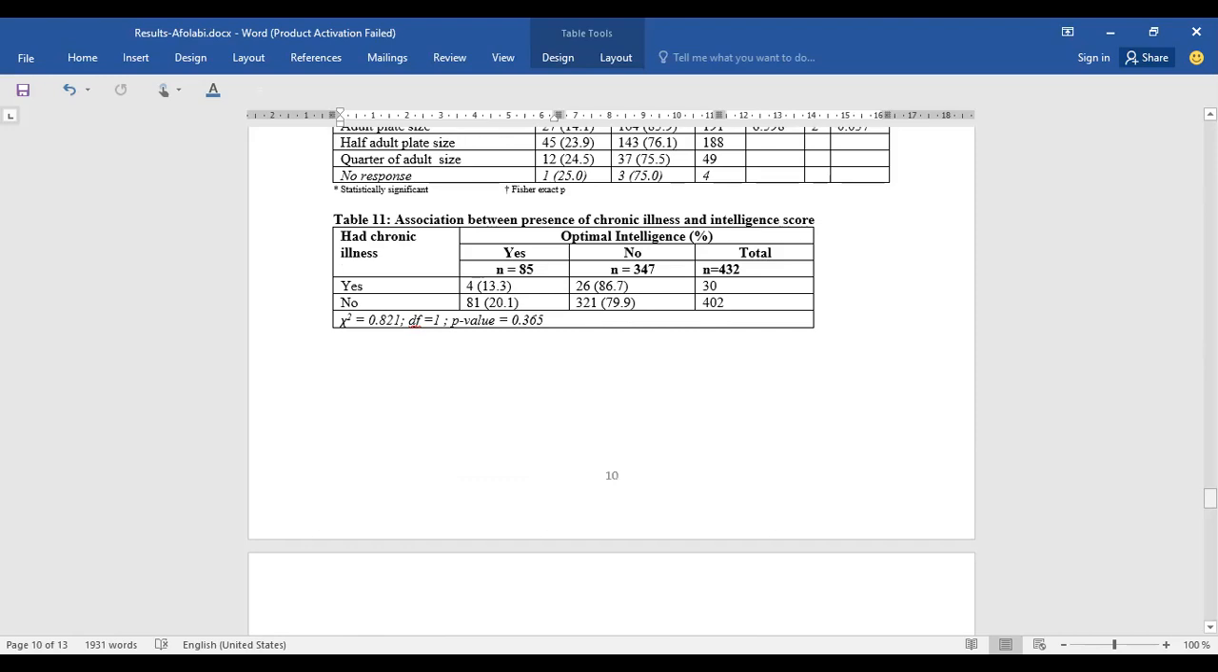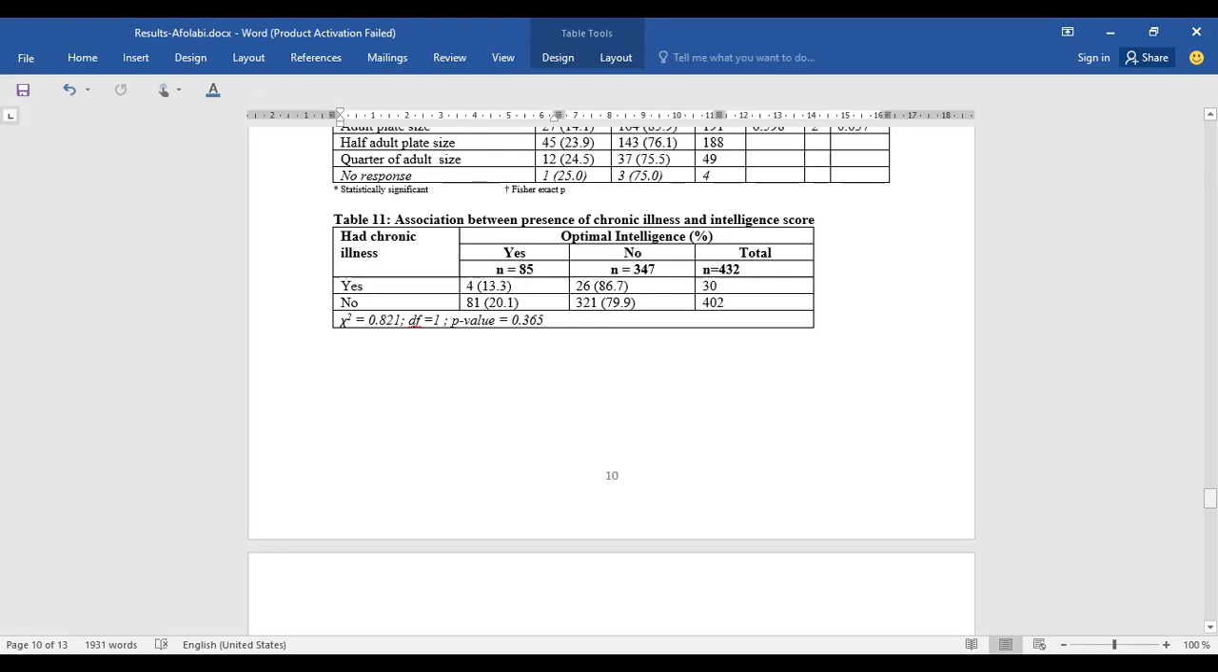Table 11. Association between presence of chronic illness and intelligence score. Okay, that one is not the normal significant p-value. It's not even significant. So no association. Sir, this particular table, we fall under the fourth objective.